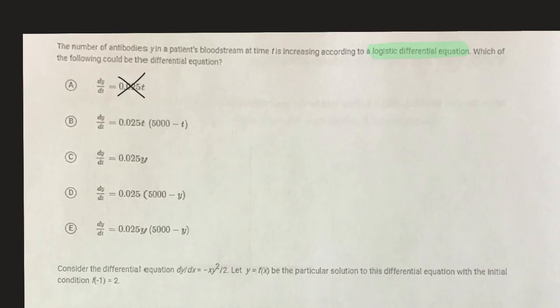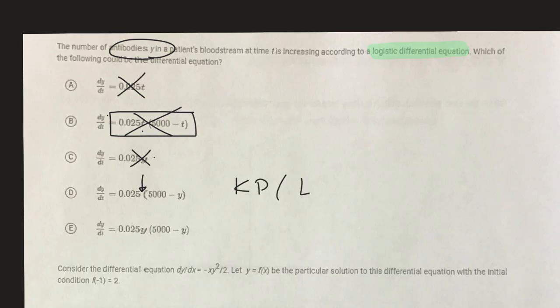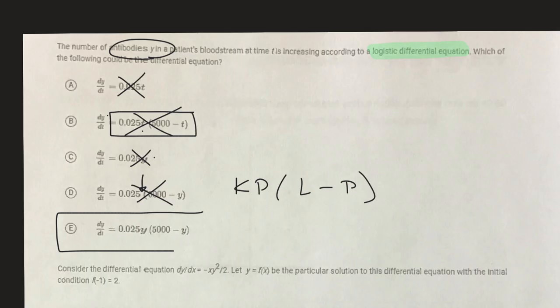Well, this is not it. That's a linear equation. This one, dy/dt, no, t is our time, so it's not going to be that. Population or antibodies, so y should be the variable on the right side. Well, here's a y, but that's still a linear equation. This one doesn't have our kP times (L minus P) form. It's missing the y. So this one is the only one that's in the correct form.